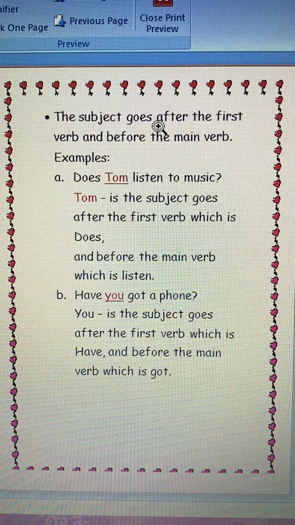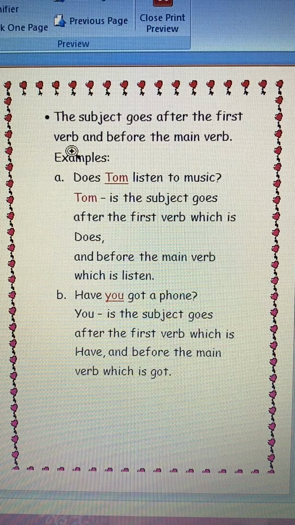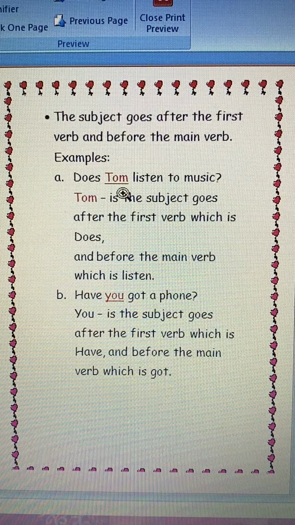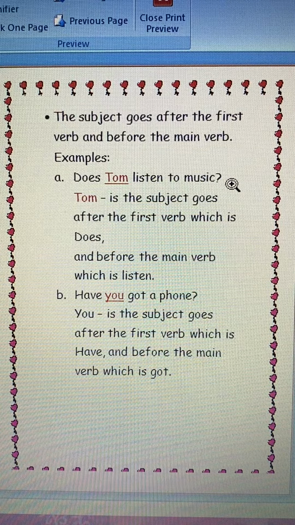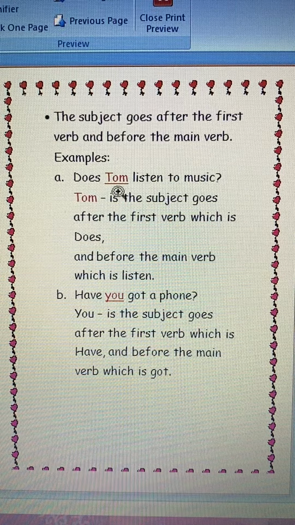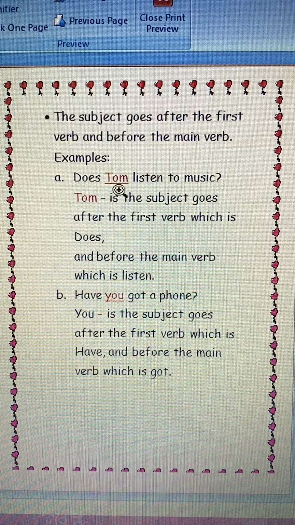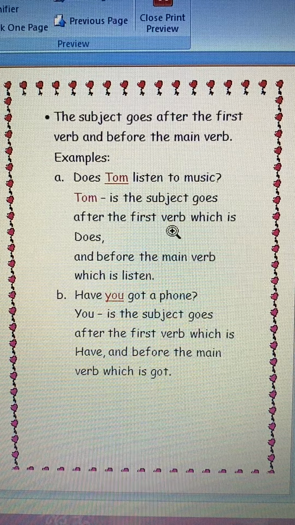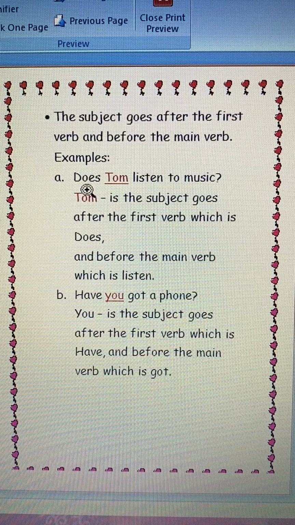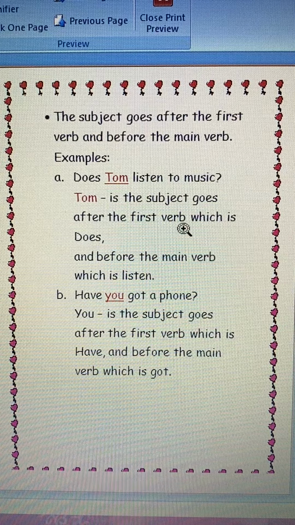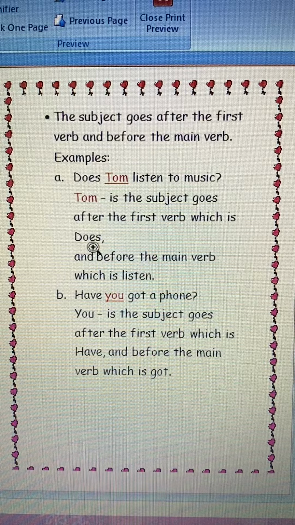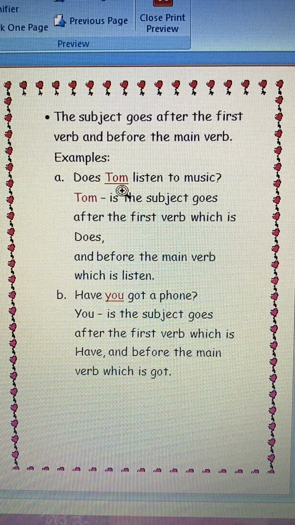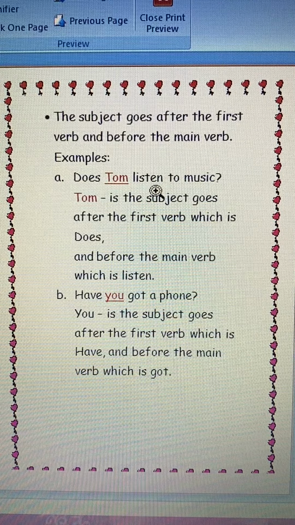Okay? The subject goes after the first verb and before the main verb. Example, does Tom listen to music? Look at the subject. The subject is Tom and goes after the first verb. The first verb is does. And before the main verb. Look at Tom. What follows after Tom? It is the main verb, which is listen.